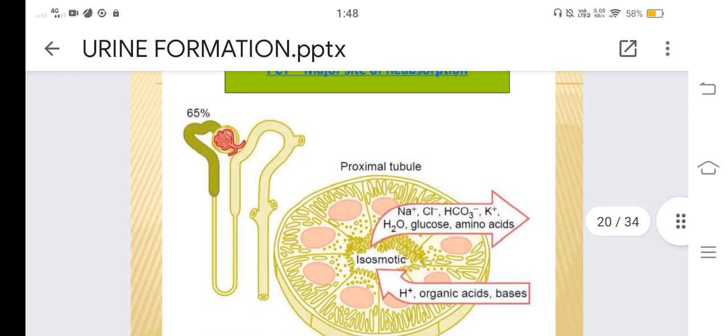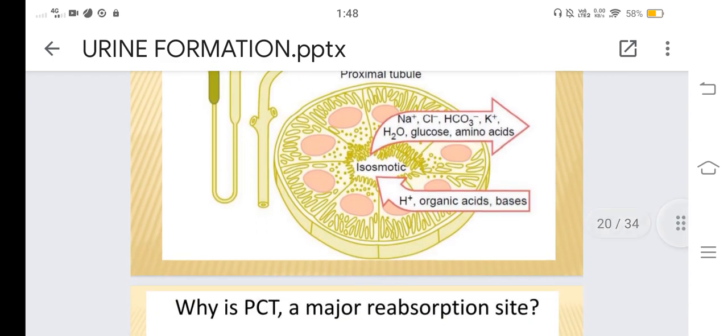The proximal tubule is there, an isoosmotic region is there. In the proximal tubule, Na+, Cl-, HCO3-, K+, H2O, glucose, amino acids, etc. flow out. H+ and organic acids and bases travel into the isoosmotic portion.